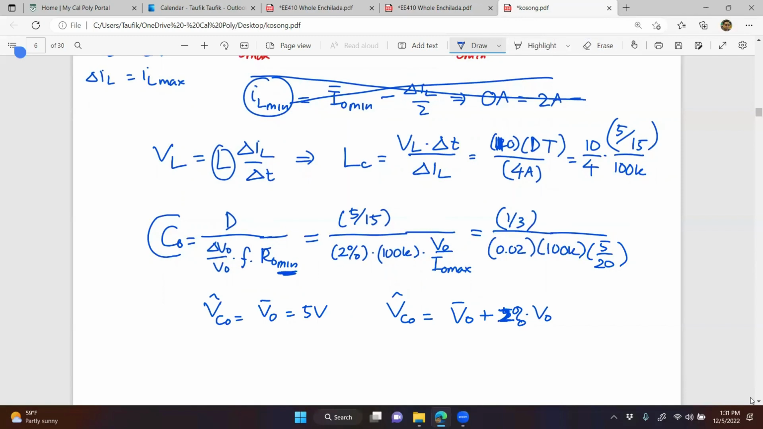So yeah, either way is fine. Actually, this 2% is peak to peak. So divided by 2, I almost forgot.